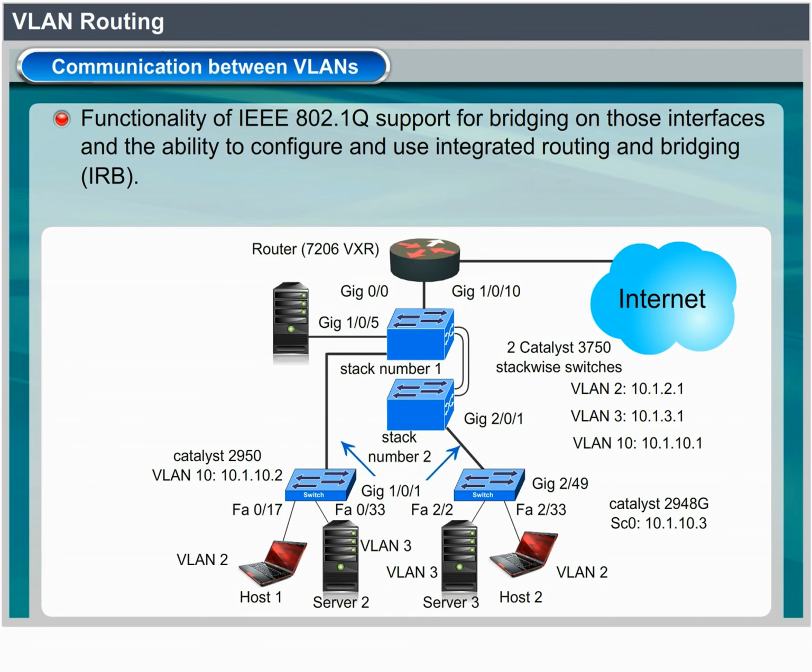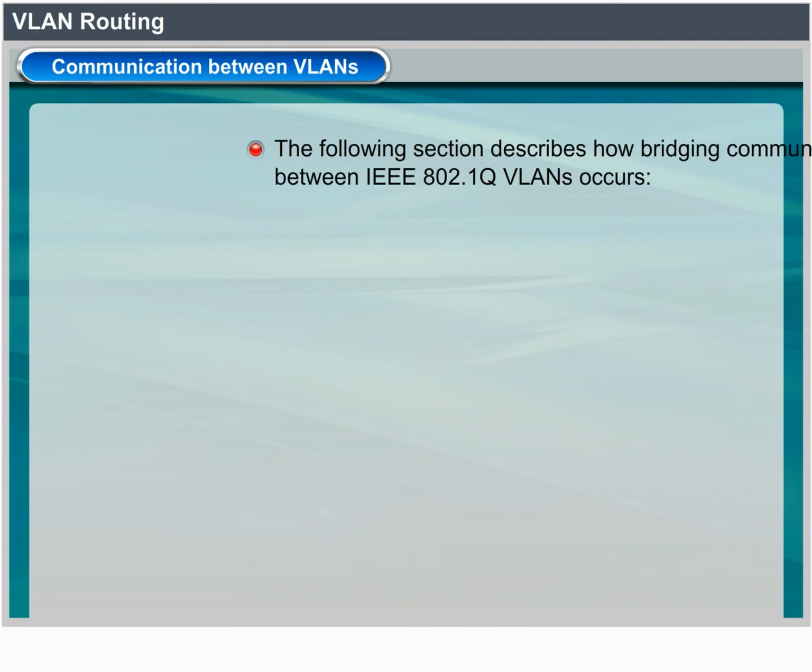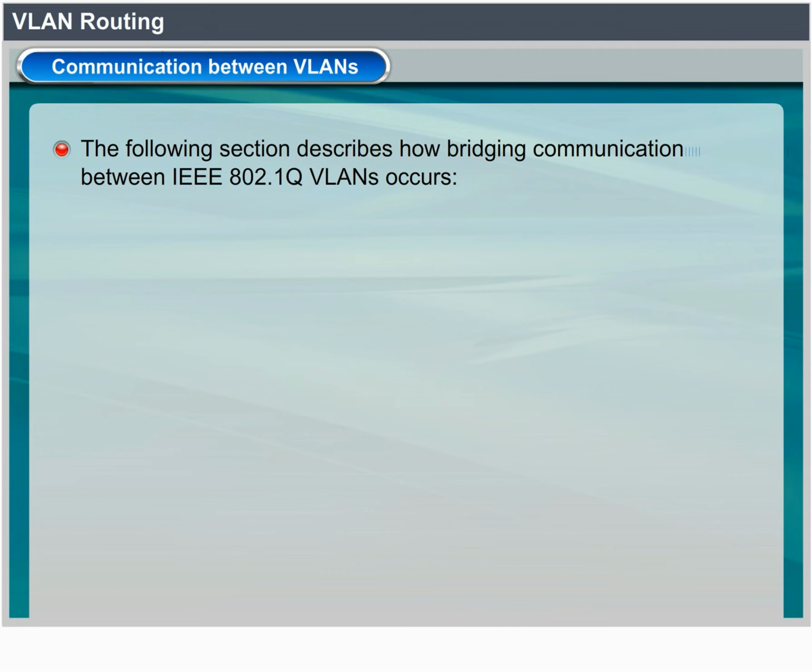The following section describes how bridging communication between IEEE 802.1q VLANs occurs: relaying function, native VLAN, PVST+, integrated routing and bridging.